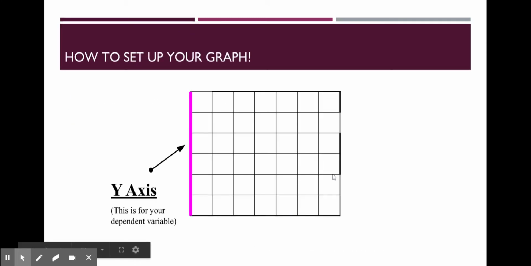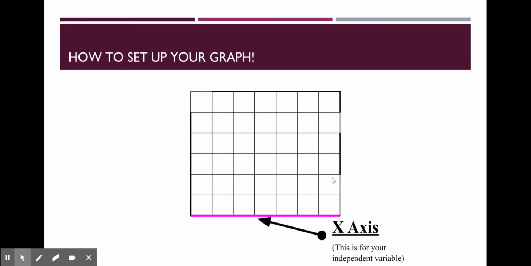How to set up your graph. So the vertical axis is your y-axis. This is for your dependent variable. Your dependent variable in your experiment is the one that you're measuring. Your horizontal axis is your x-axis. This is for your independent variable. This is the thing in your experiment that you're going to change.